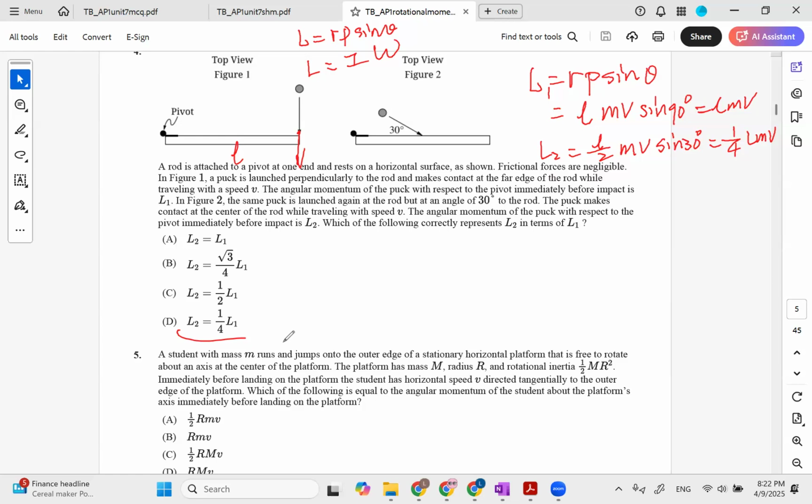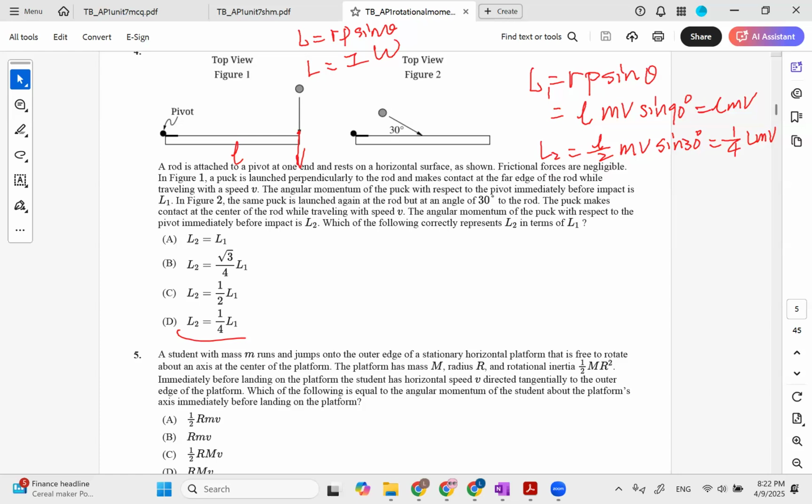Using r p sine theta. Did you use the wrong equation? I chose C before. I think I used the I alpha one. Oh, you used the wrong equation. I alpha is net torque. You got it?